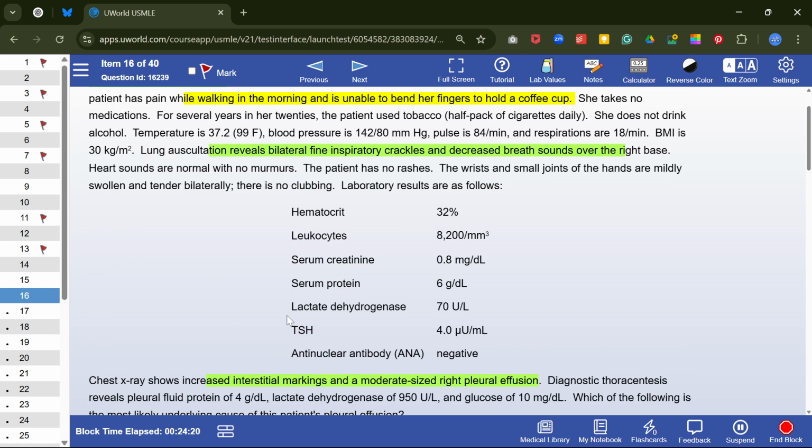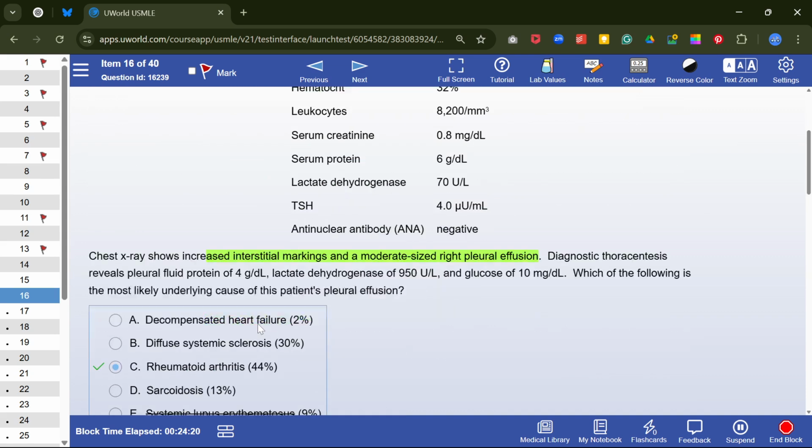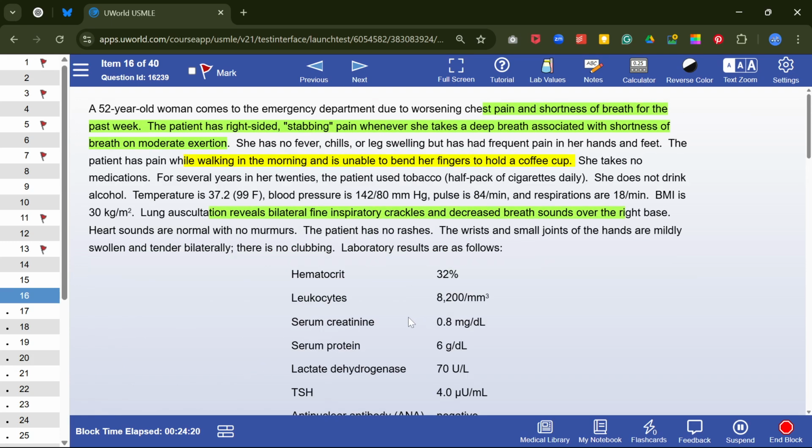And sarcoidosis has high calcium. Sarcoidosis: he has a lung issue, but it is a moderate right-sided pleural effusion, not bilateral hilar lymphadenopathy. And he has joint pain. Yes, RA-ILD can happen.